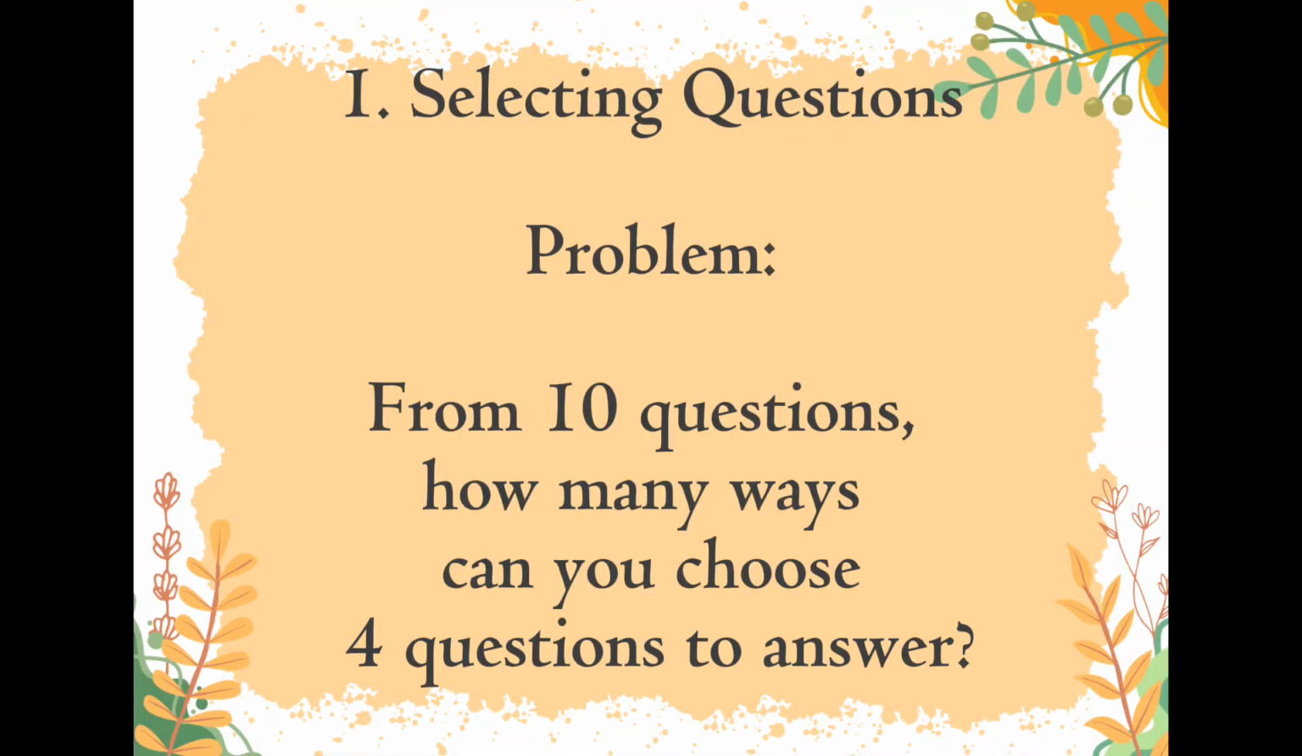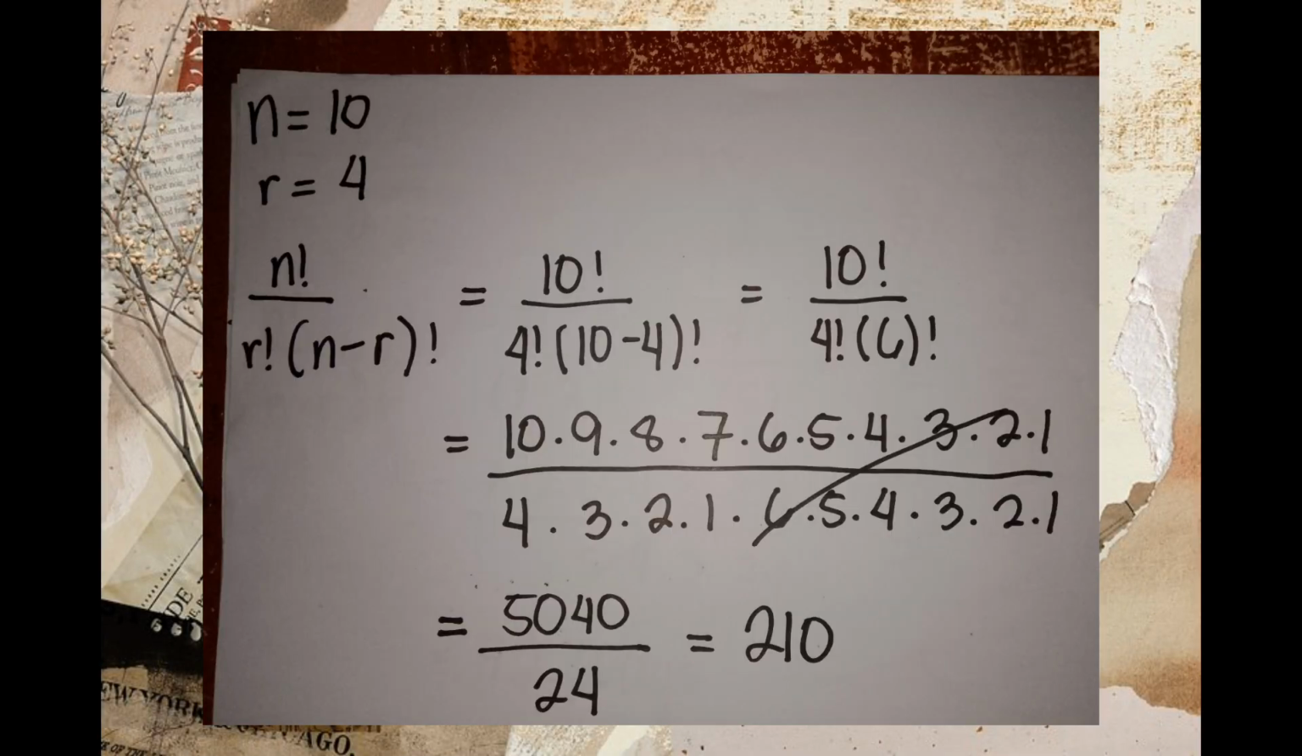The number 1 example is selecting questions. The problem is, from 10 questions, how many ways can you choose 4 questions to answer? The total number of objects, or n, is 10, and the number of objects chosen or arranged, or r, is 4.